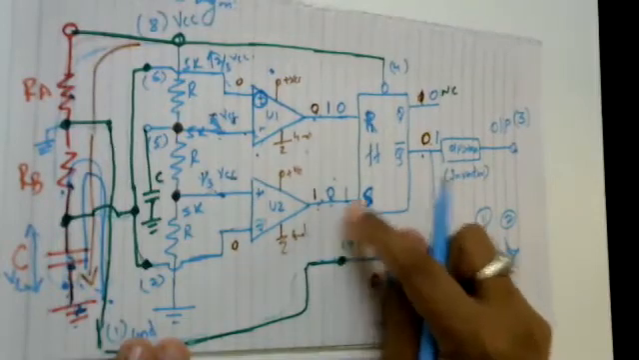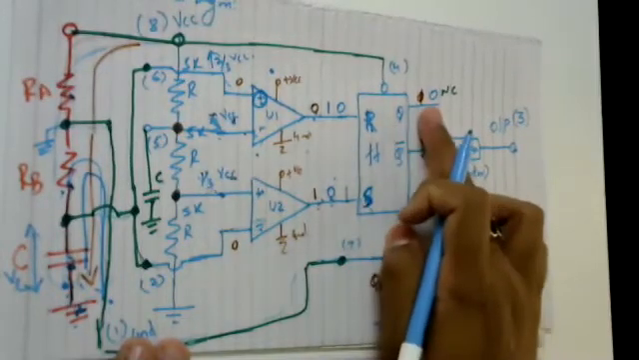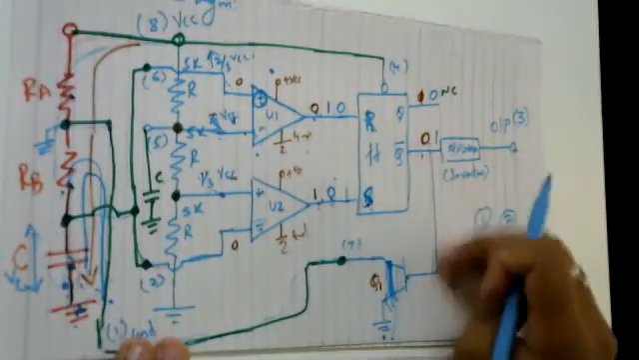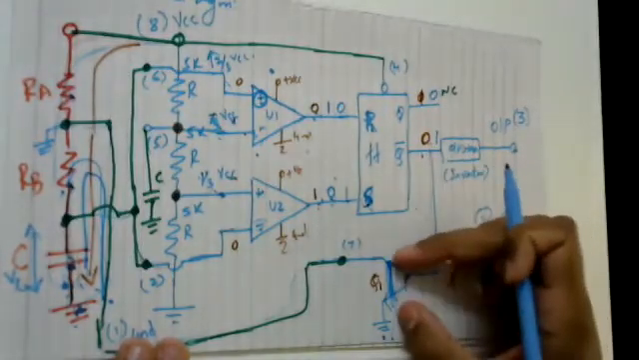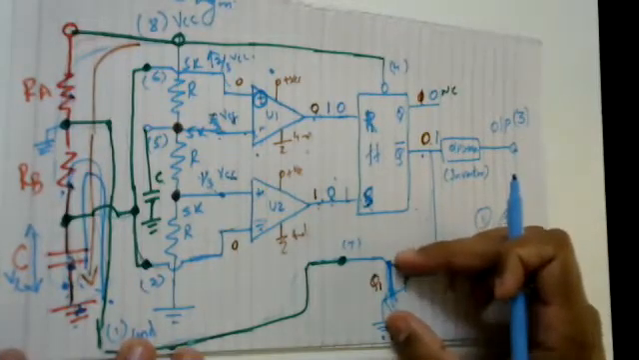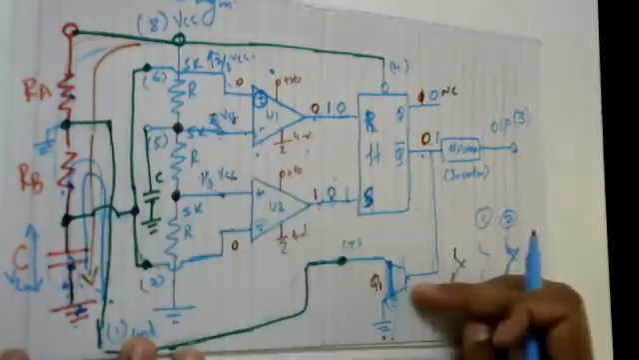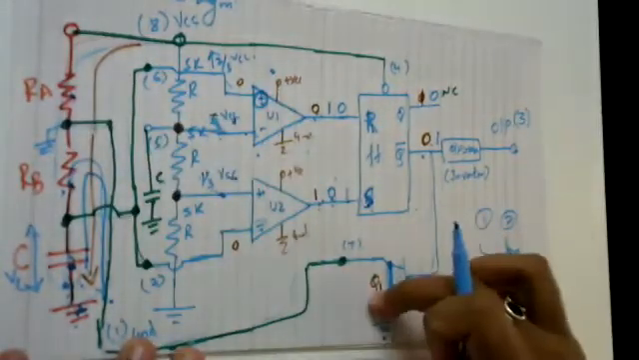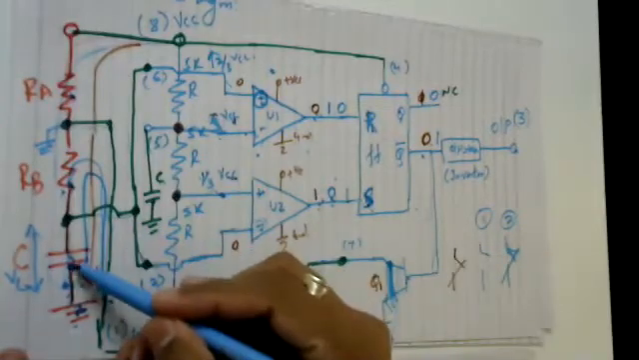So S is equal to 1 means what? Q is 1. But what about Q bar? Q bar is 0. Since Q bar is 0, it means your transistor is in an open state. Since the transistor is in an open state, there is no discharge path. So this path itself is not there. The path is open. So at that time, your capacitor is going to charge.